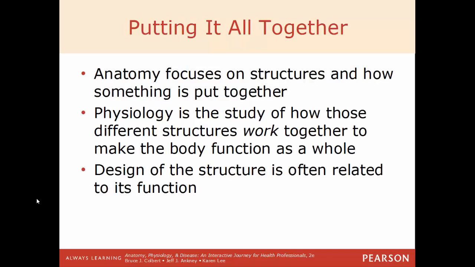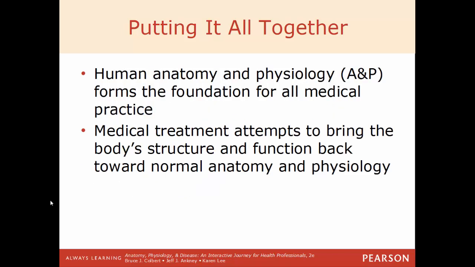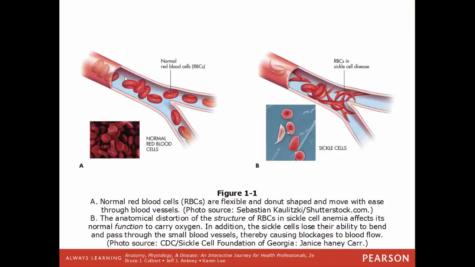Putting it all together, like we mentioned before, anatomy focuses on structures and how something is put together, and physiology studies how those structures work together and make the whole body function as one unit. Now, the anatomy of a structure or a cell can greatly influence its function, its physiology, and we'll go over an example of that here in a second. Now, human anatomy and physiology, or A&P, as it's always referenced, is the foundation for all medical practice. Receiving medical treatment is an effort to return the body's structure and function back to its normal anatomy and normal physiology.